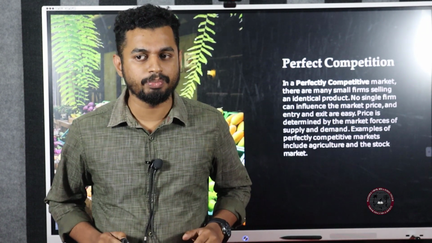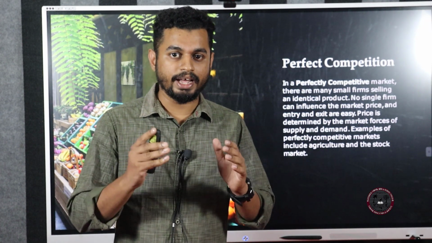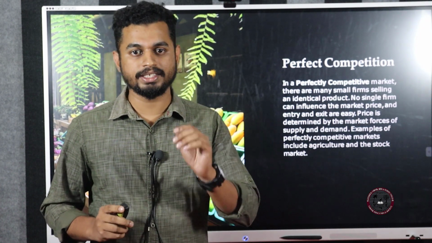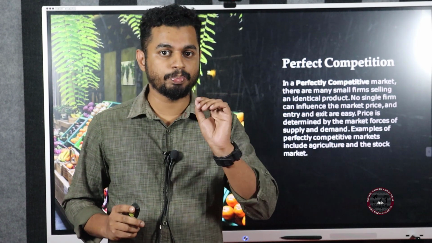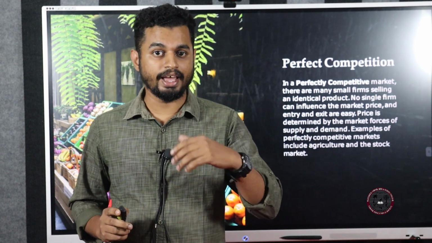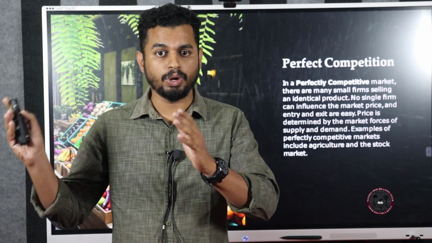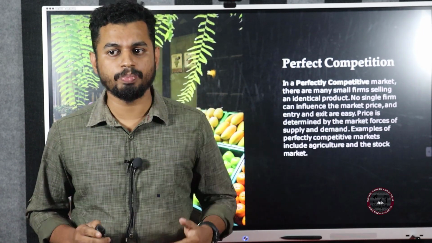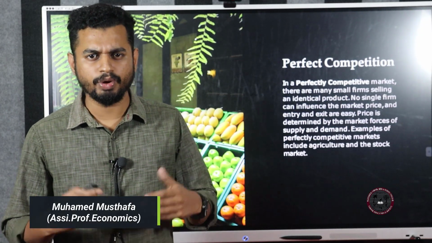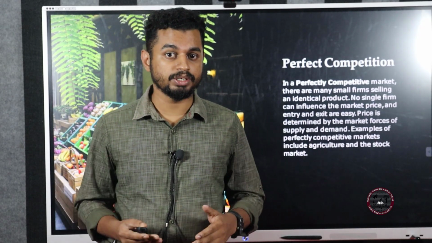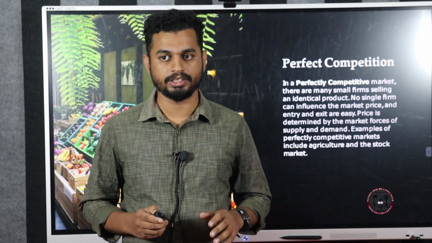Here the price is determined by the market forces, that is supply and demand. We know that in a perfectly competitive market, the prices are determined by the market mechanism, that is demand and supply. The best price we can get for the product in a perfectly competitive market is the price which is equal to the equilibrium price. Examples of perfectly competitive markets include the agriculture market and the stock market, which we all deal with in our daily life. If we go to a vegetable market, it is a perfect example of a perfectly competitive market.